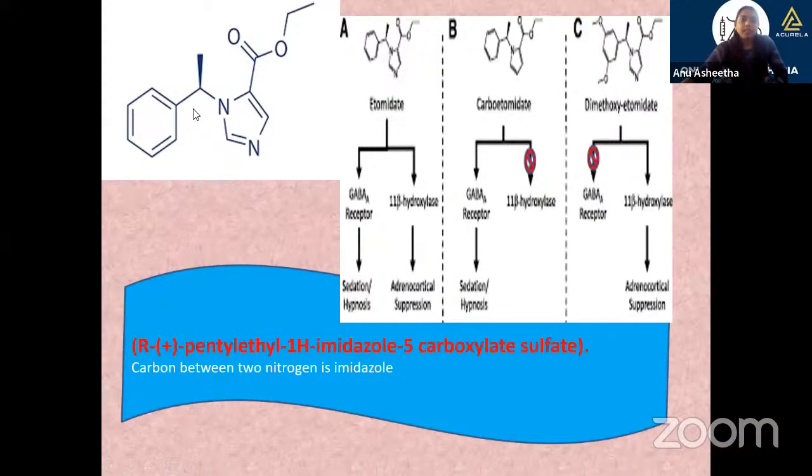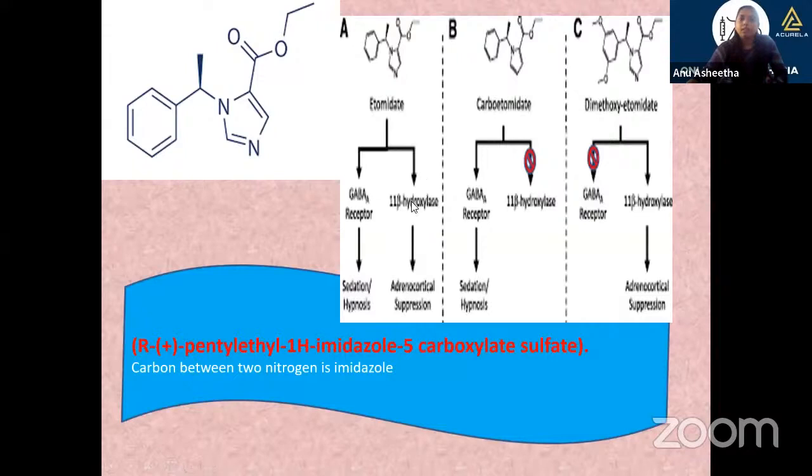What does imidazole mean? It has a carbon atom between two nitrogen atoms. This is the imidazole ring, and this is pentyl ethyl 1H imidazole 5-carboxylate sulfate. So etomidate, this is the structure. They act on the GABA A receptors. When they act on the GABA A receptor, they mimic GABA and produce sedation and hypnosis.